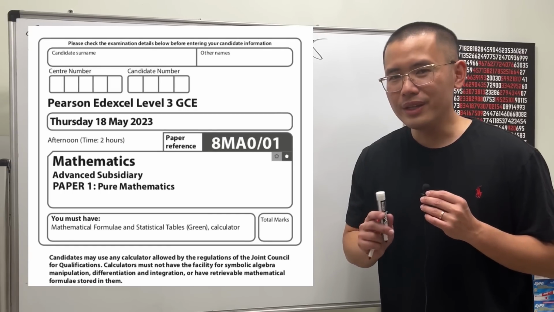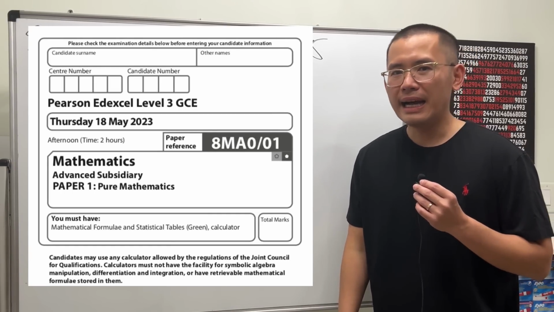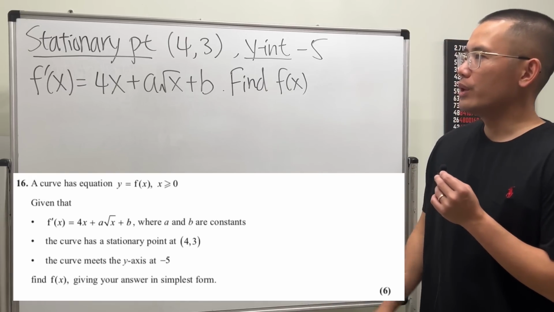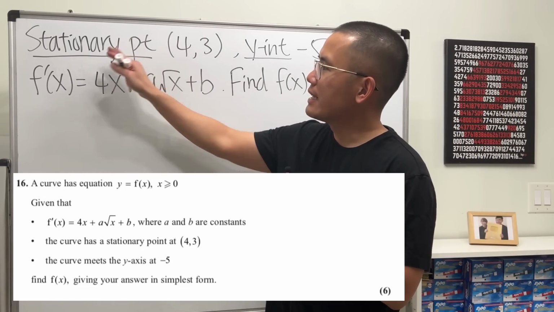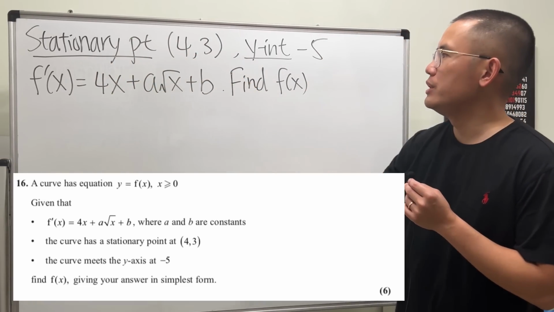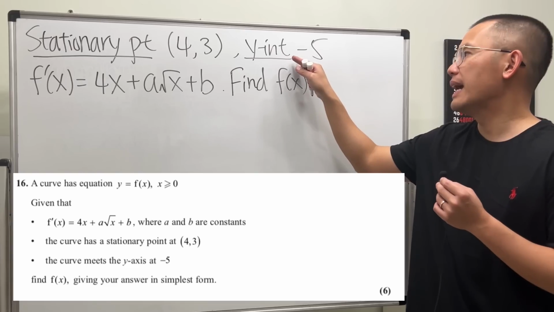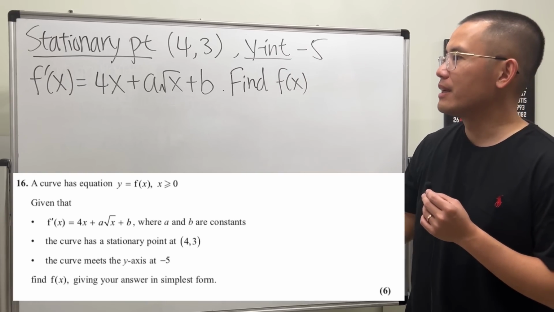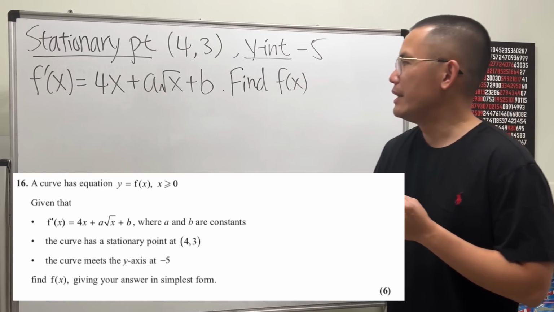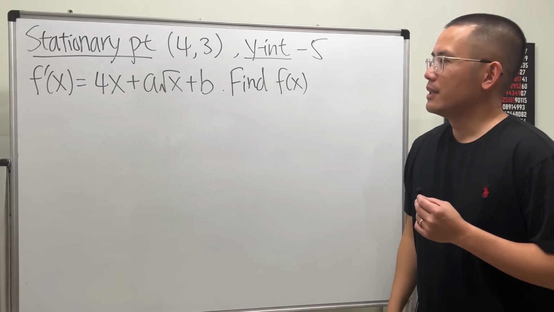Let's see how the 2023 A-Level Math exam asked a calculus question. Here, we are given that a function has a stationary point at (4, 3), and it meets the y-axis at -5, so the y-intercept. And then we also know its derivative, and our goal is to find out the function.